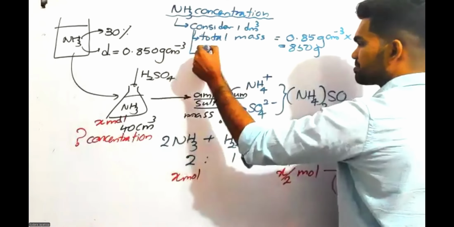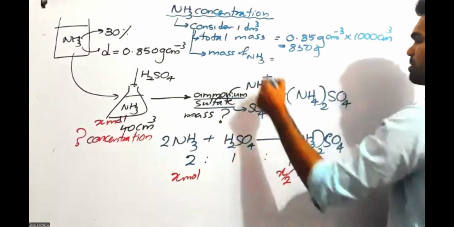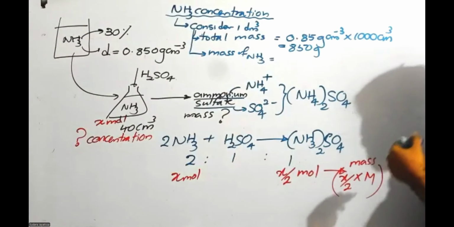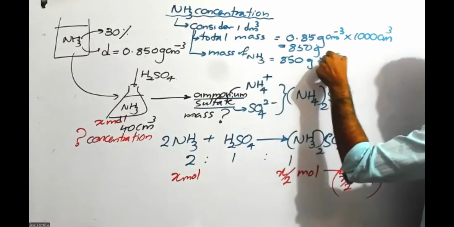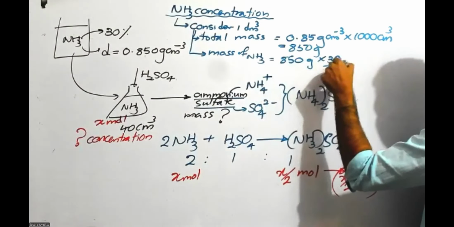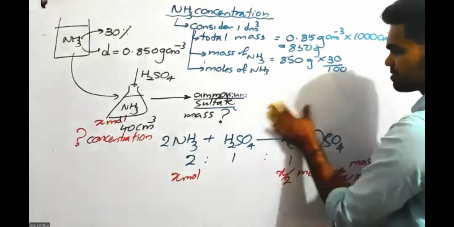Then you find mass of ammonia. What is the mass of ammonia? It has told you only 30% of the total mass. You have ammonia, 30%. Then how do you get the moles of ammonia? The final step is finding the moles of ammonia in 1 decimeter cube. I hope you understood this formula well.